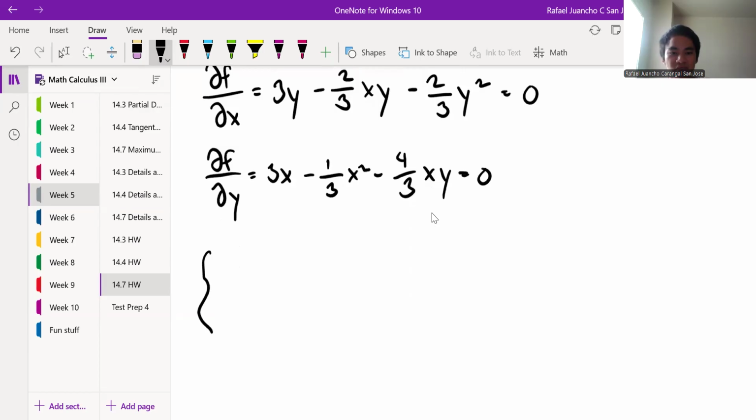Then I solve a system here. And I can actually multiply some stuff here to make it easier. So this is 9y minus 2xy minus 2y squared.